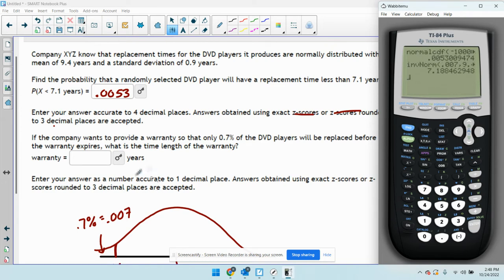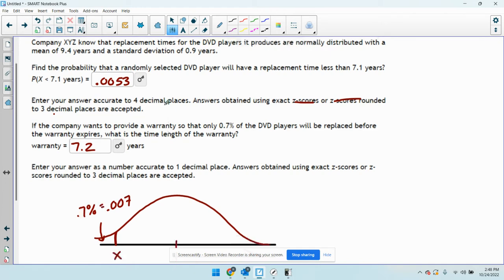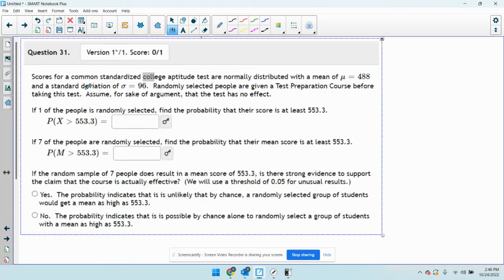We get 7.1885. One decimal place, 7.18 or 7.2. Okay, that's all you're doing every single time.